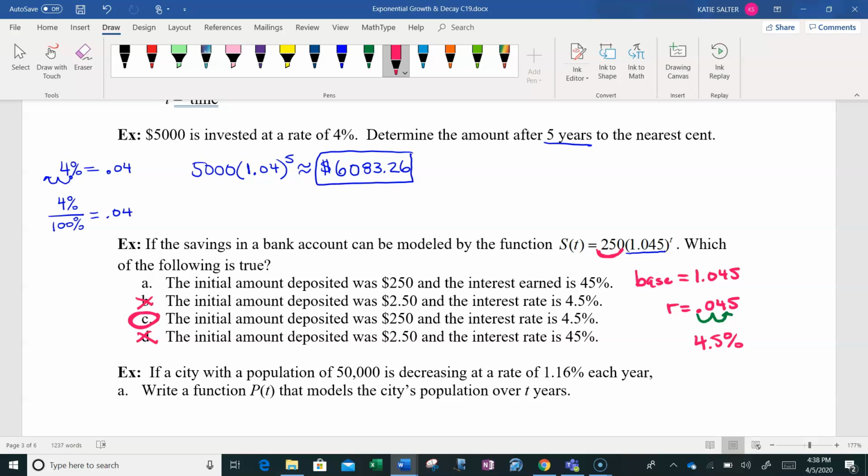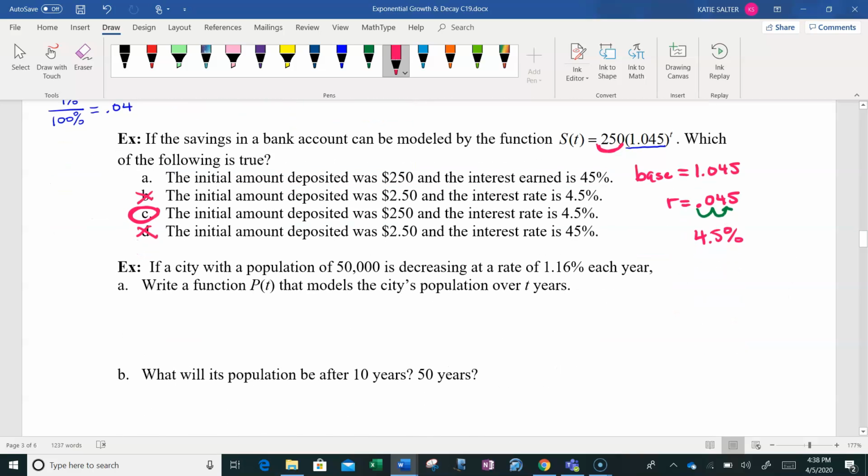All right, let's look at a decreasing example. If a city with a population of 50,000 is decreasing, keyword here, at a rate of 1.16% each year, write a function P of t that models the city's population over t years. Okay, again, you got to be really careful and make sure, even though this has a decimal in it, folks, it's still a percent. You have to change it back to a decimal first.